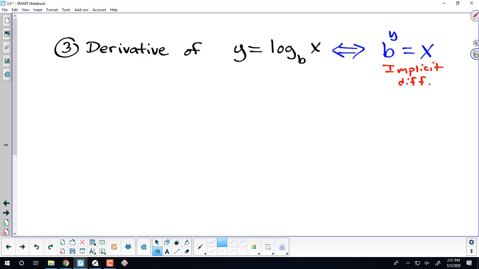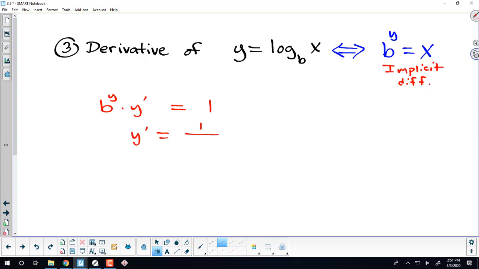Implicit differentiation. Again, the derivative of b to the y is b to the y times y prime equals the derivative of x, which is 1. Solving for y prime, we have y prime equals 1 over b to the y. Oops. b to the y equals x.